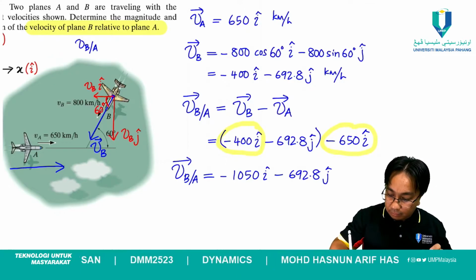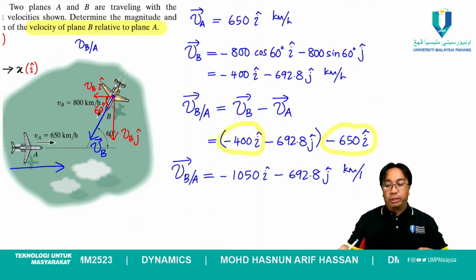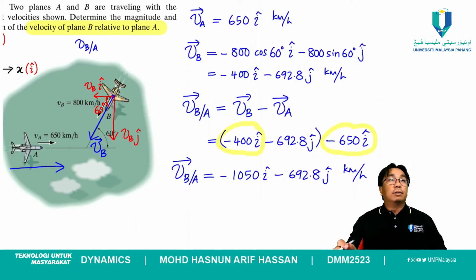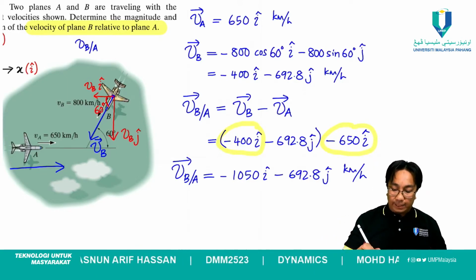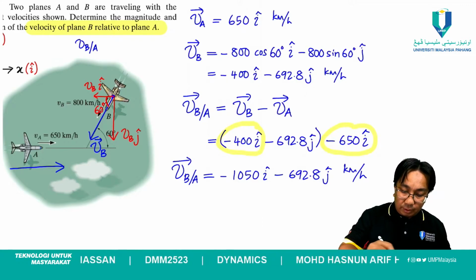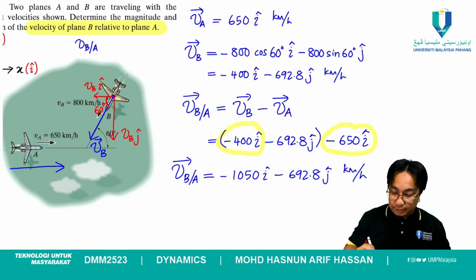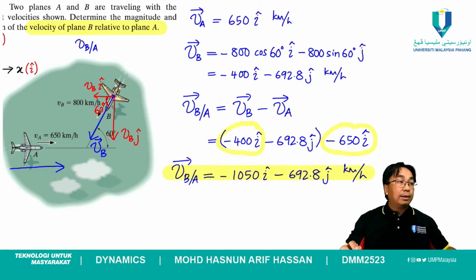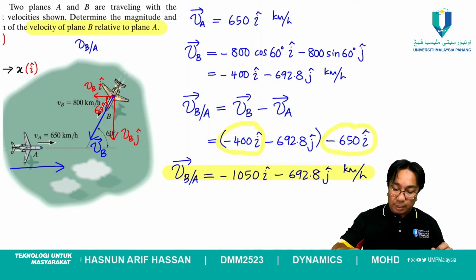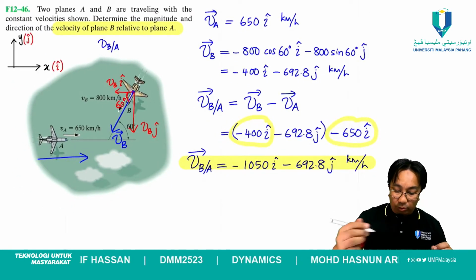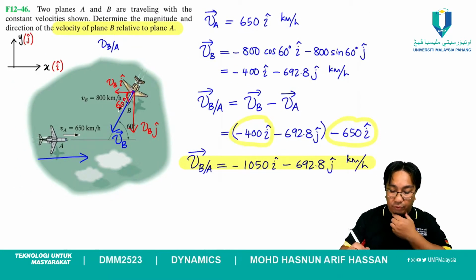Kilometer per hour. Okay, we did not convert the unit, so it will stay as kilometer per hour. Okay, then this is one answer. And then you can also calculate the magnitude. That is as usual. You can calculate the magnitude of the relative velocity.